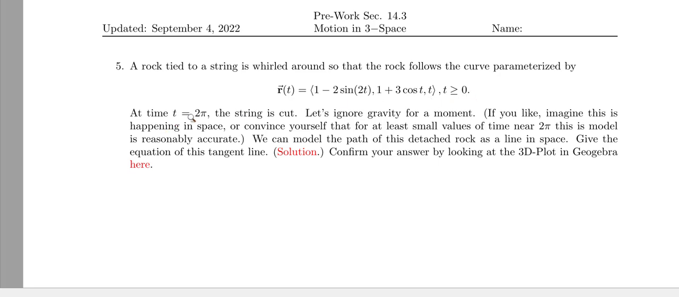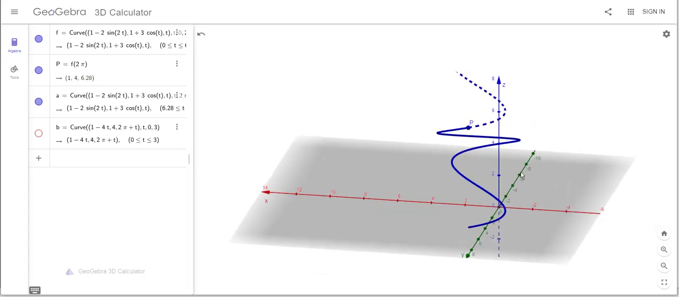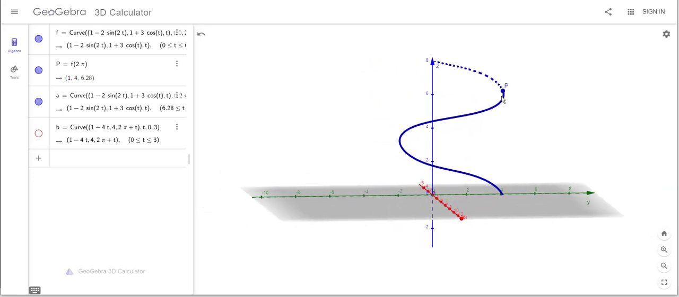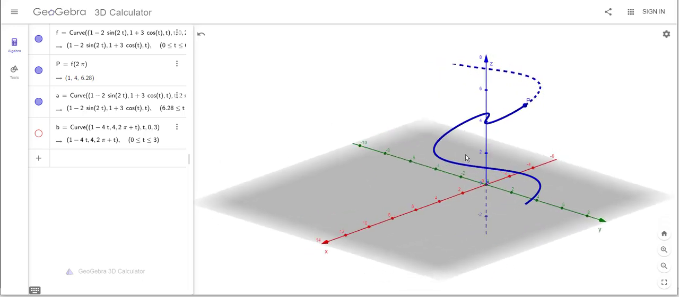Now, at time t equals pi over 2, the string is cut. So I want you to imagine this rock being whirled around, and then right here when we pass this point, the string breaks or it's cut or whatever. And what's the rock going to do at that instant? Well, the rock is no longer going to be tethered by the string, so it's no longer going to follow the original path that we gave it. And instead, by some of our laws of mechanics, the object in motion remains in motion. This rock is going to start moving in a straight line path.